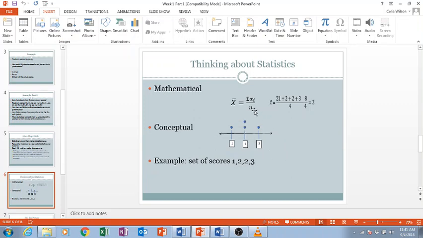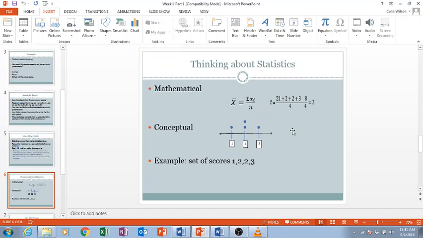Okay, so here we have a really mathematical take on statistics, using the mean as just a very basic example. And then we have more of a conceptual look at statistics here, just the mean as the balance point, really with doing zero math.